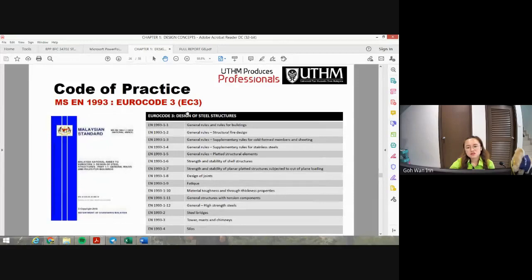Okay, so for Eurocode 3, the steel structure, you have general rules from part 1-1 to 1-5, and 1-6 is for strength and stability of shell structures, then 1-7, 1-8, 1-9, 1-10, and so on. I will not read them one by one, you can go through it.